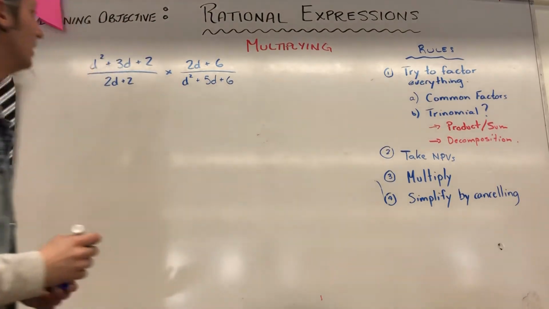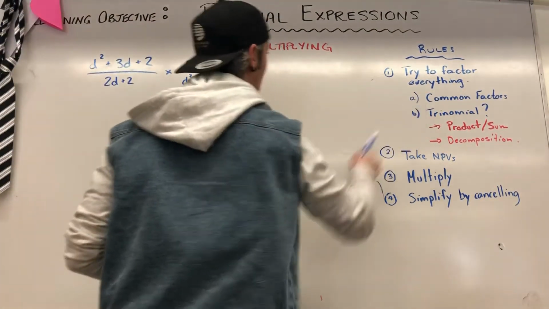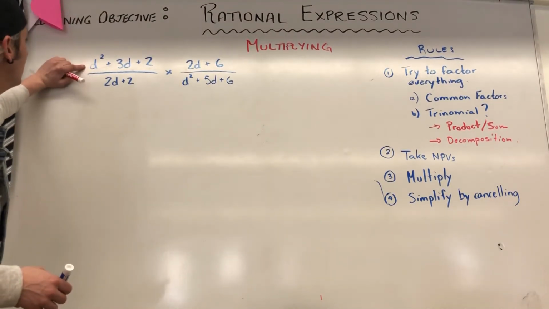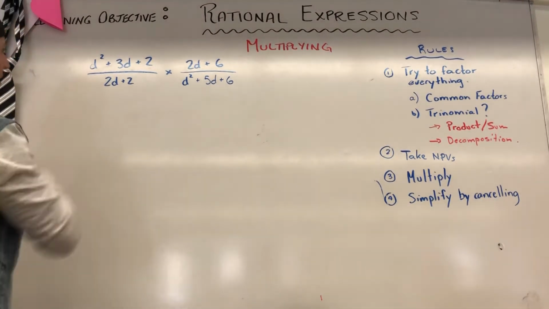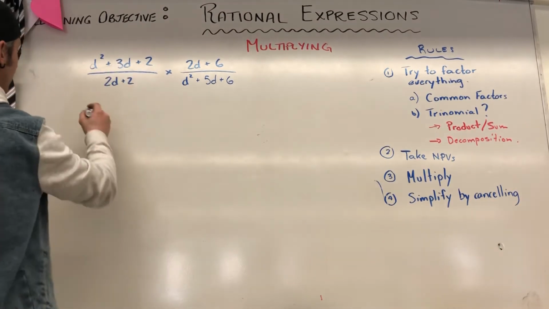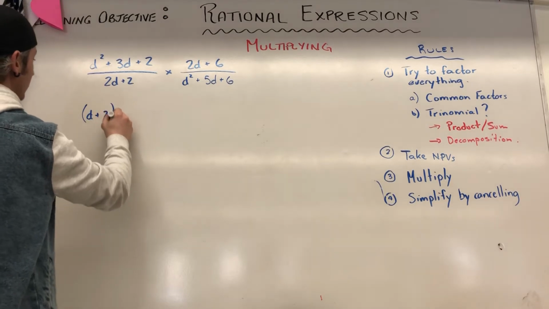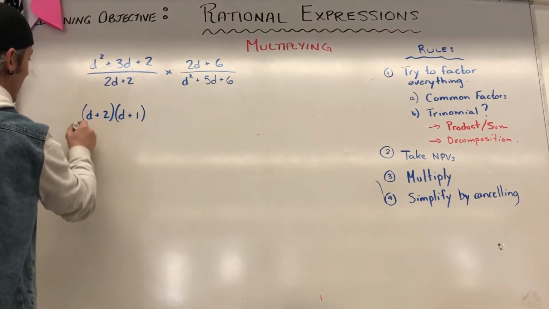Okay? So the first thing I'm going to do is try to factor everything, and I'm going to start by looking for common factors. Any common factors here? No. But it's a trinomial, so I know I'm going to factor this one as a trinomial. I'm looking for two numbers that multiply to 2 and add to 3. Those are going to be 2 and 1. 2 times 1 makes 2, 2 plus 1 makes 3. So that's how I factor that one.